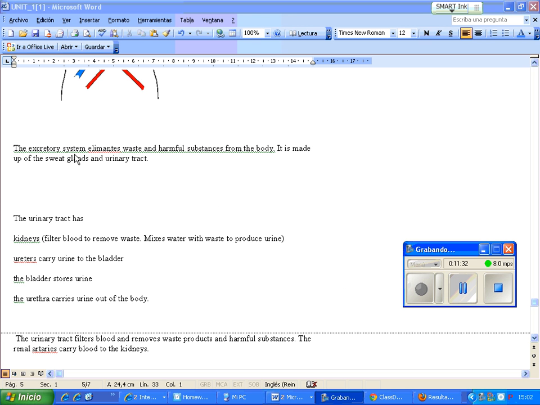The excretory system eliminates waste and harmful substances from the body. It is made up of the sweat glands and urinary tract. The urinary tract has kidneys, which filter blood to remove waste and mix water with waste to produce urine. Ureters carry urine to the bladder. The bladder stores urine and the urethra carries urine out of the body.